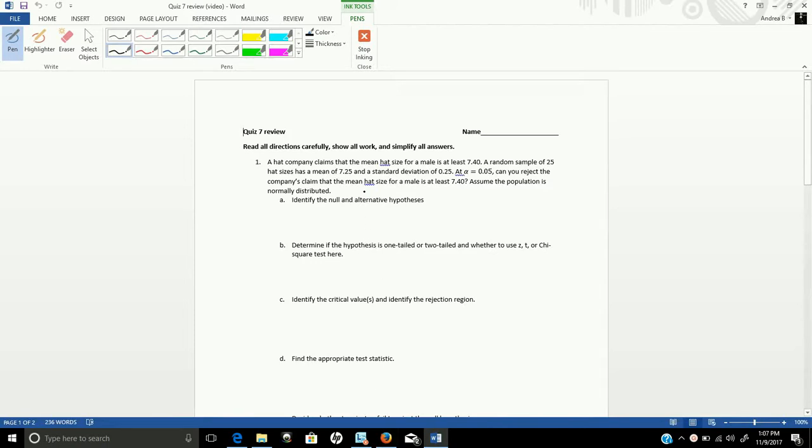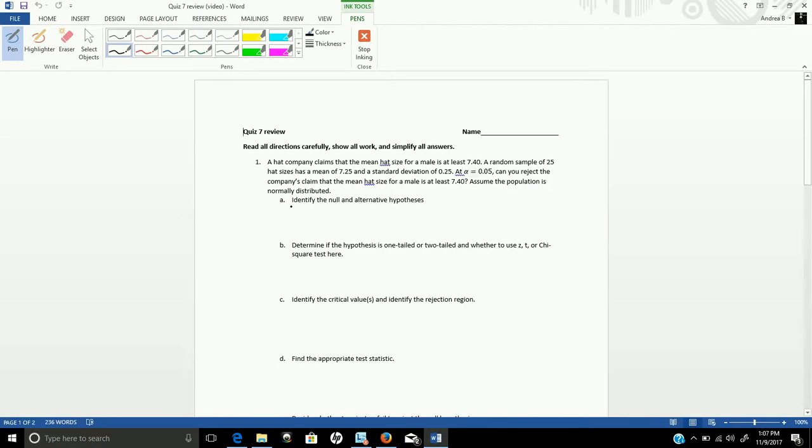Because on the quiz, like I said, I'll have it split up into steps, but on the test, I will not. So you want to make sure that you're remembering how to do these steps for each of these types of problems. So first of all, we need to identify the null and the alternative hypotheses here. So here we have a hat company claims that the mean hat size for a male is at least 7.4.